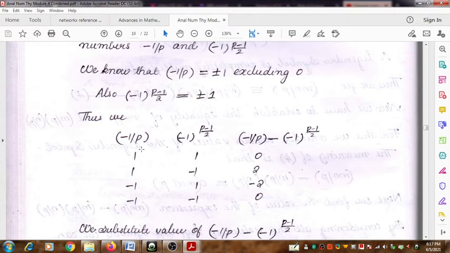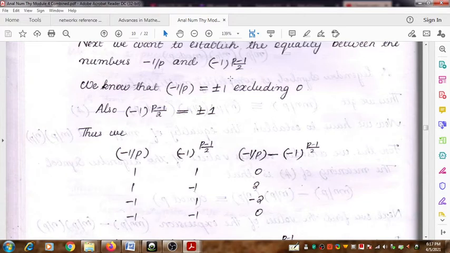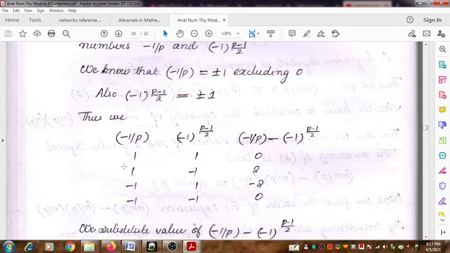In the first column we consider the Legendre symbol value (minus 1 bar p), in the second column we write the possible values of minus 1 raised to (p minus 1) by 2, and in the third column we evaluate the difference of the two. So you can pair the values of the first two numbers. In the first case, if both are 1, then we get 1 minus 1 equal to 0.